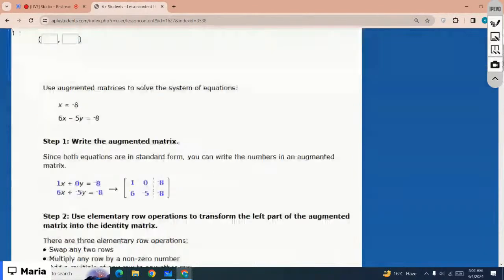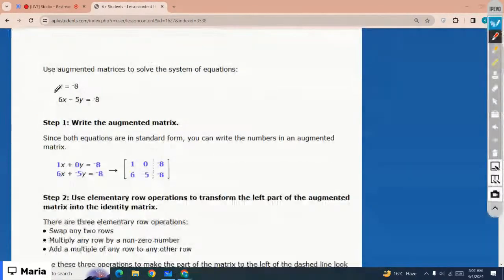You have given only x equals negative 8. That means the coefficient of x is 1 plus 0y equals negative 8. The second is 6x plus 5y equals negative 8. So in the matrix, we write only numbers, right? So for x, you have 1, for y, you have 0. Then you have for x, 6, y, 5, and negative 8 and 8, right?